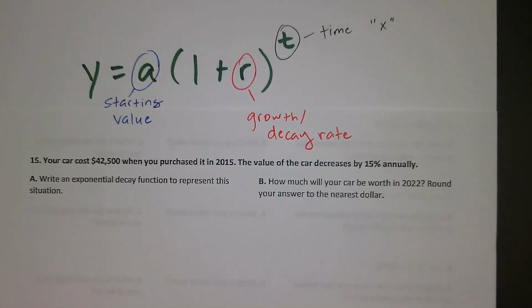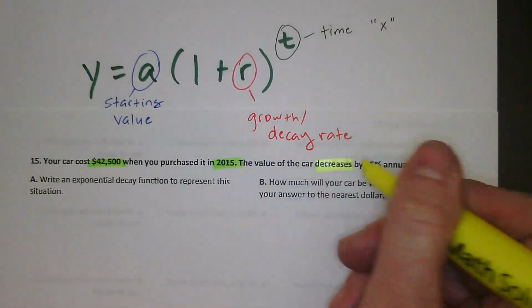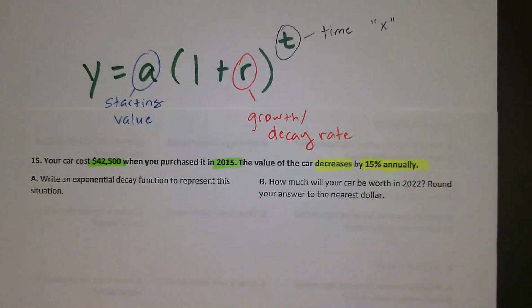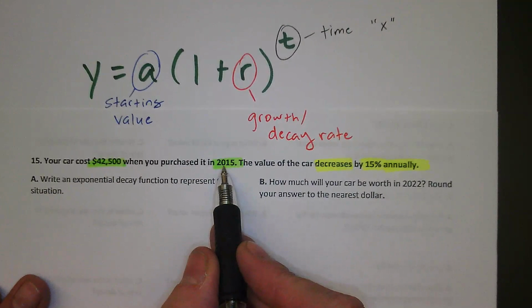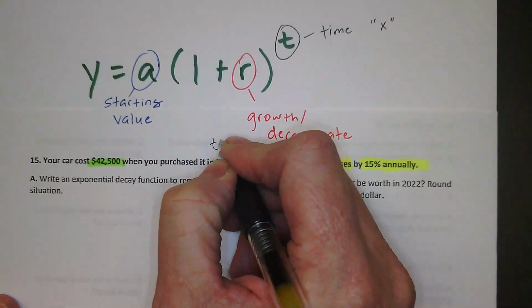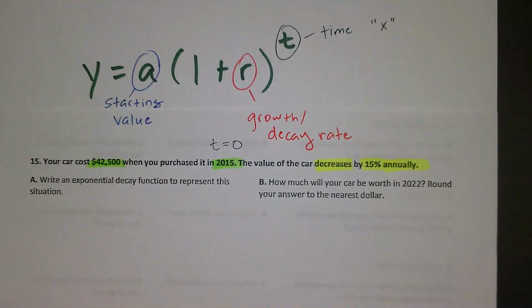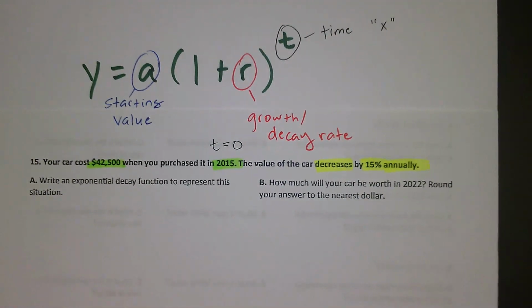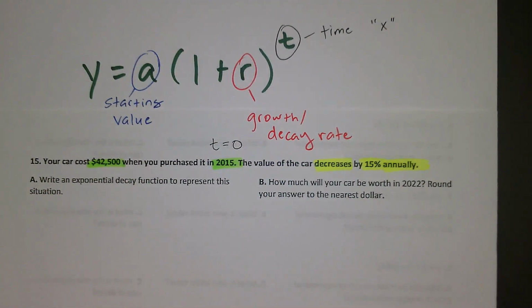So then what we do is we go through and look at the context that they're giving us. Our car cost $42,500 when it was purchased in 2015. The value of the car decreases 15% annually. So it's going down 15% every year. This one's a little bit tricky because they don't tell us that this is when time is beginning, but really this is our t equals 0. We're going to start keeping track of time in 2015. And if you think about starting a stopwatch, time is always going to click up from 0. So time starts at 0.